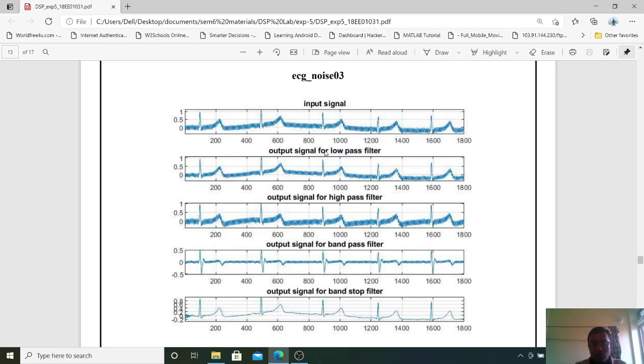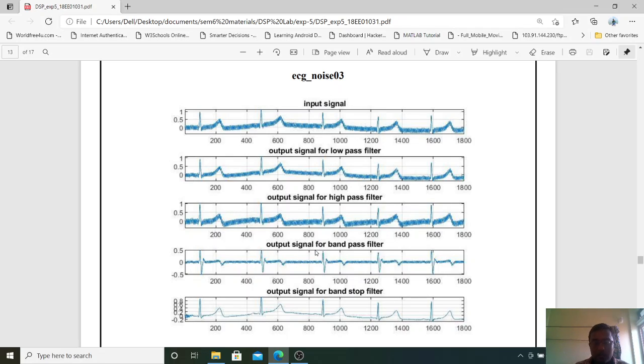In the low pass filter, these are all high frequency components. High frequency components will be attenuated, so we can see that the amplitude of this one is reducing. In the high pass filter it is opposite: high frequency components will be amplified or passed as they are. So we can see that this amplitude is greater than this one, and this one also. And after that, the band pass filter.